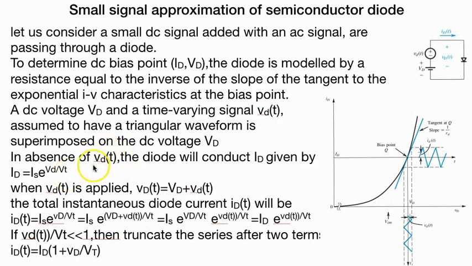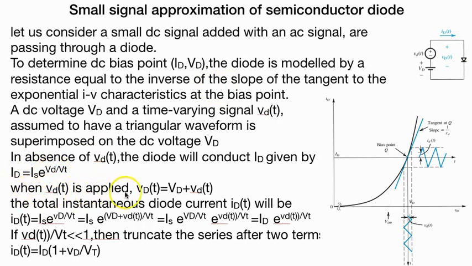In absence of VD(t), the diode will conduct ID given by ID is equal to IS e to the power VD slash VT. VD is this voltage. Because of it, the diode current will be dependent on the initial voltage. Diode current is equal to the reverse saturation current into e to the power VD slash VT.